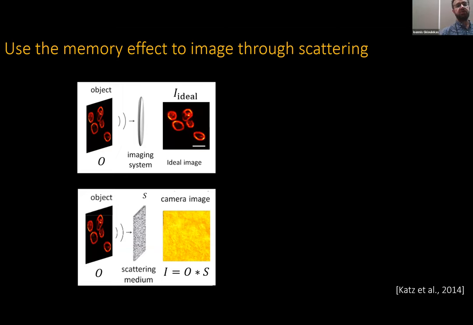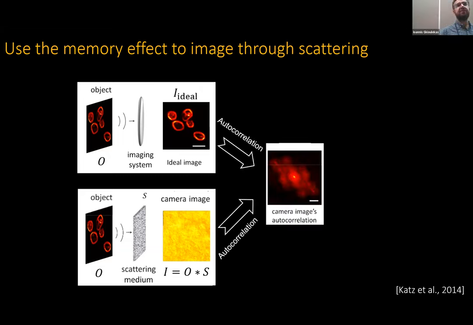So here's how this works. If I look at the image that I capture without any scattering, it will look like this. If I look at an image that I capture with scattering, it will look like this. Even though these images both look very different, they have the following property: if I correlate them with each other, they will give me a result that is the same. So even though the images are very different, their autocorrelation is the same, regardless of whether I have a lens-based system or a scattering medium that's transmitting the light to me.